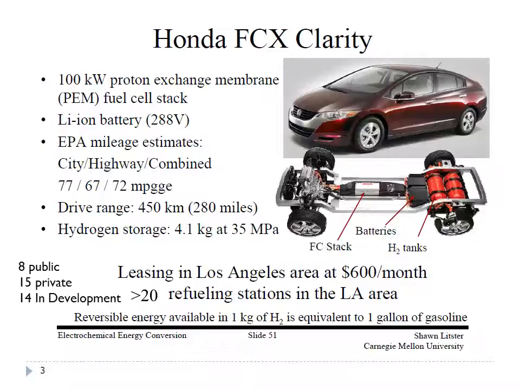After LA, probably the second largest number of stations would be in the San Francisco area, but there's only about 1 publicly available and then a couple privately available ones in the San Francisco, Sacramento region. Other than that, it's kind of hit or miss throughout the U.S. on whether or not there's a hydrogen station.